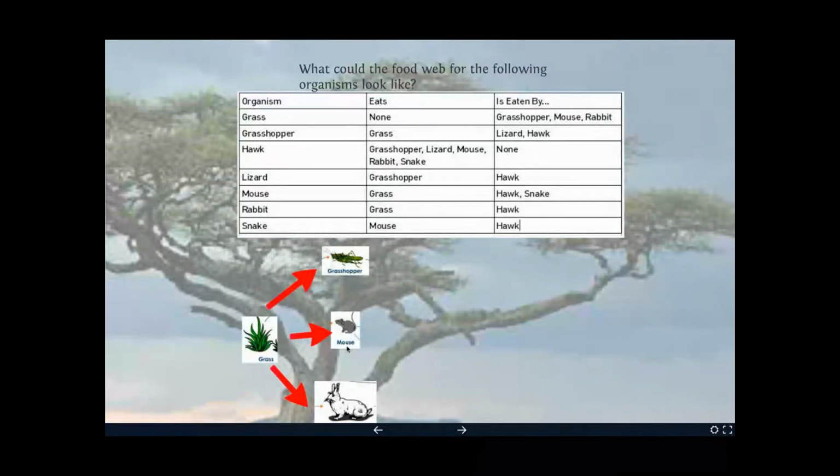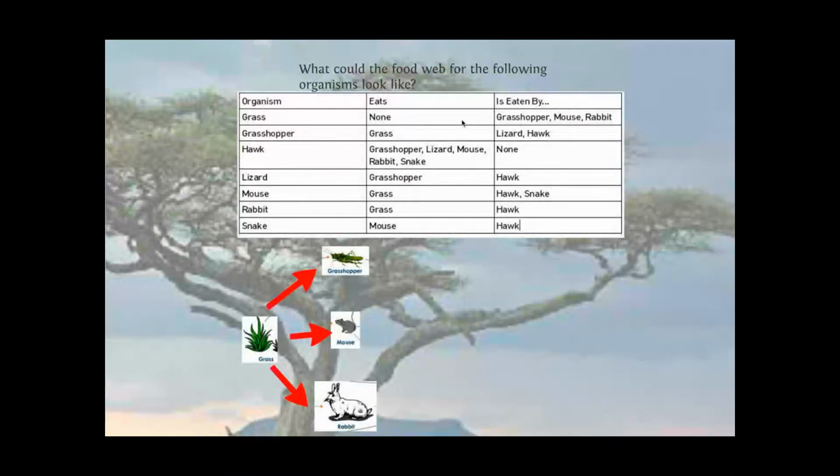So I have my grasshopper, my mouse, and my rabbit. Now, this is very important. Every time you pick an organism on the list and you check their is eaten by column, I want you to do this. I want you to cross it off. It's going to tell us that I'm all done with the grass. I've checked the grass. I've drawn all the arrows I need to for the grass, so I do not need to go back to the grass.